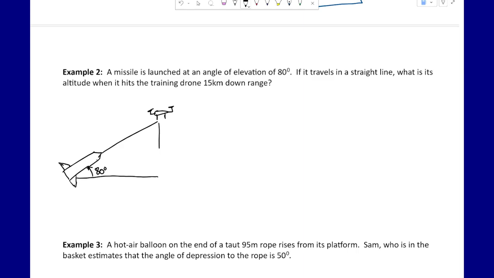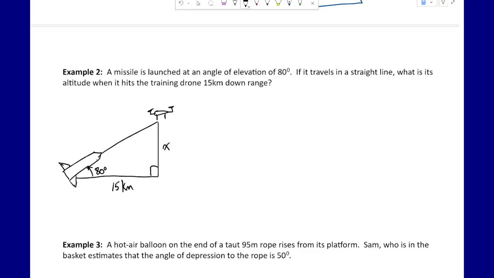And we want to figure out how high that training drone is if we know how far downrange it is. So we know it's 15 kilometers downrange, so that is going to be our horizontal. And we are asked to find the altitude. Altitude is another word for the height. So I'm looking for that measurement. So here, again, nothing too tricky.